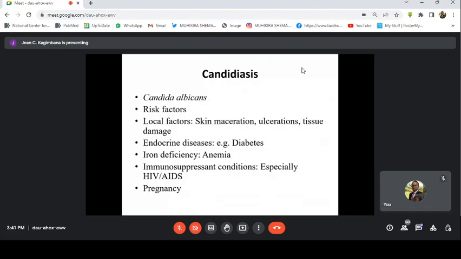Now, risk factors: local factors like skin maceration, tissue damage, endocrine disease, diabetes. You have seen that diabetes always goes together with HIV. Diabetes is a debilitating disease. It's even more debilitating compared to AIDS.